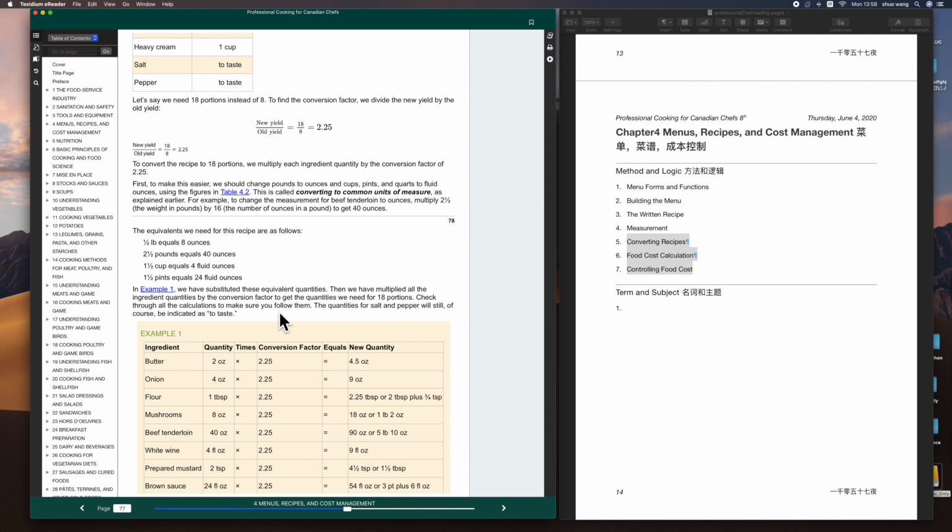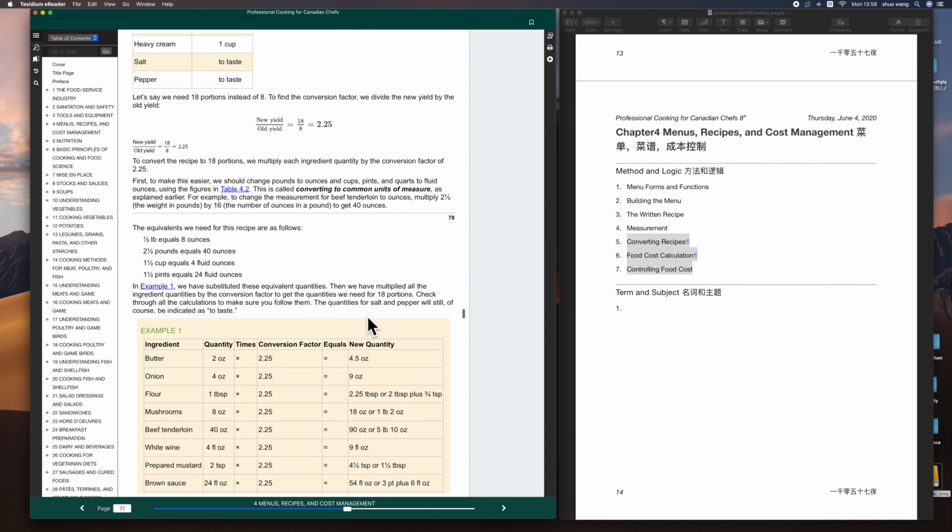factor to get the quantity we need for 18 portions. Check through all the calculations to make sure you follow them. The quantities for salt and pepper will still, of course, be indicated as to taste.